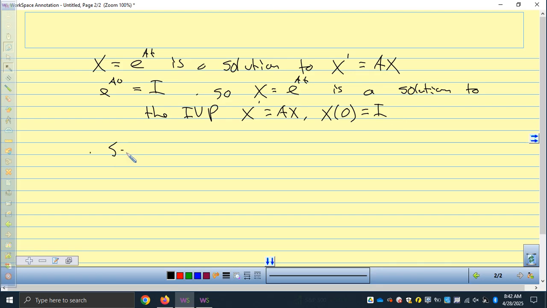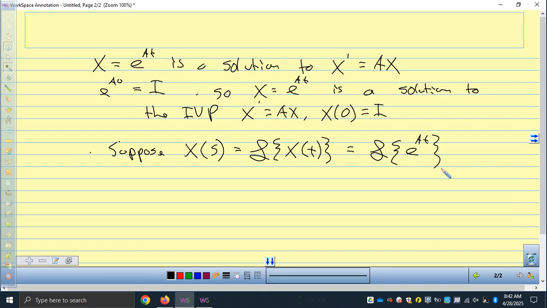Now we're going to suppose that X(s) is the Laplace transform of x(t), which is the Laplace transform of e to the At. So we're going to apply the Laplace transform to our initial value problem. And we know how to apply a Laplace transform to an initial value problem.